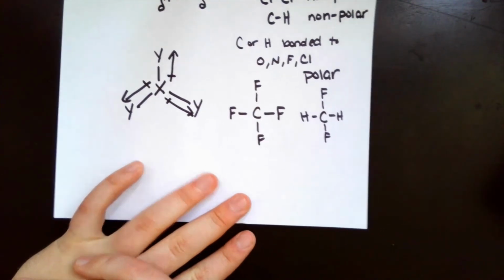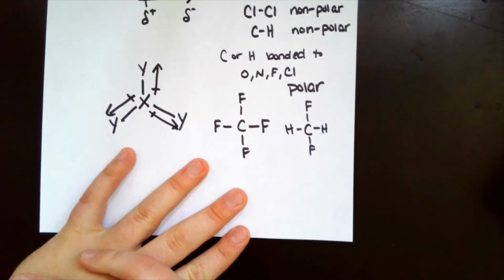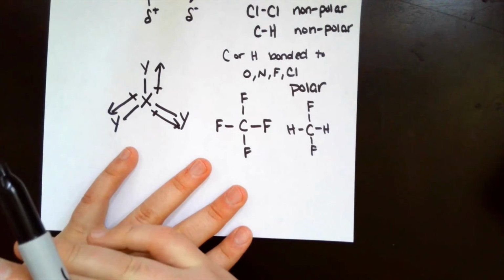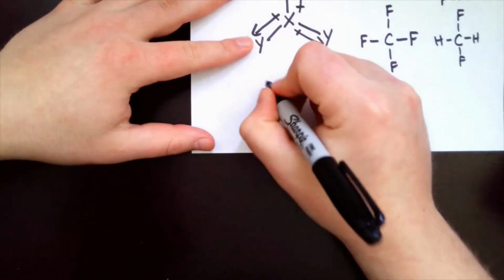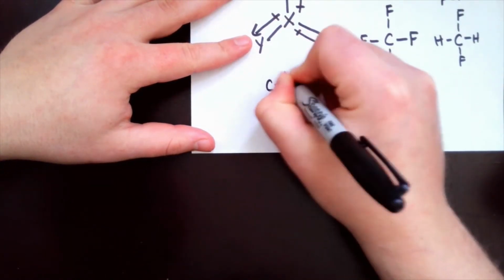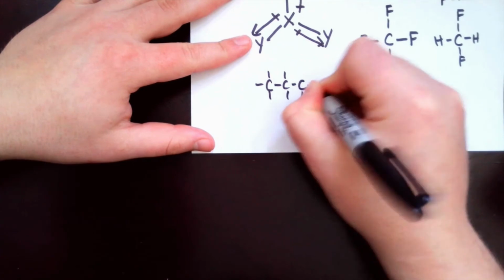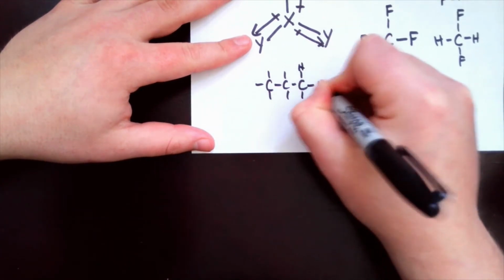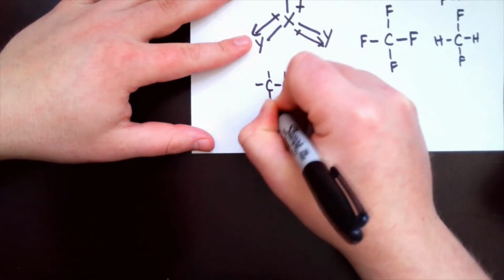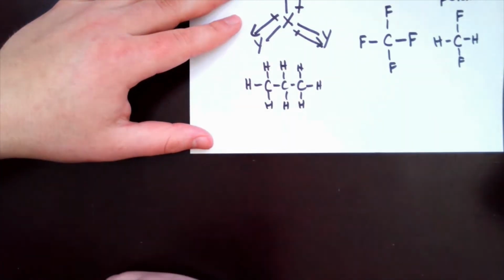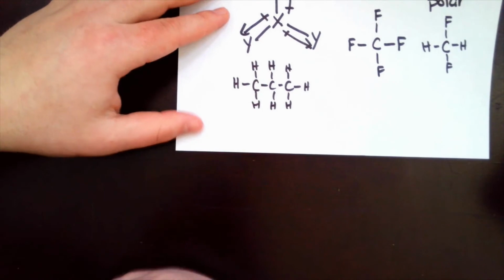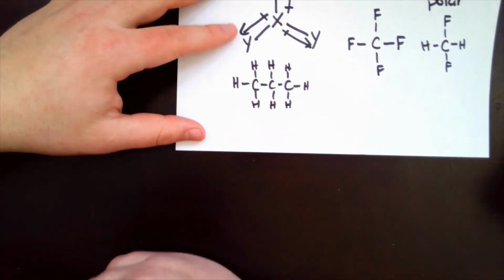If you have all nonpolar bonds and you have no lone pairs, you're just going to have a nonpolar molecule. So that would look something like this. Let's see, carbon surrounded by hydrogens. Those are all nonpolar bonds. There are no lone pairs. That's a nonpolar molecule.